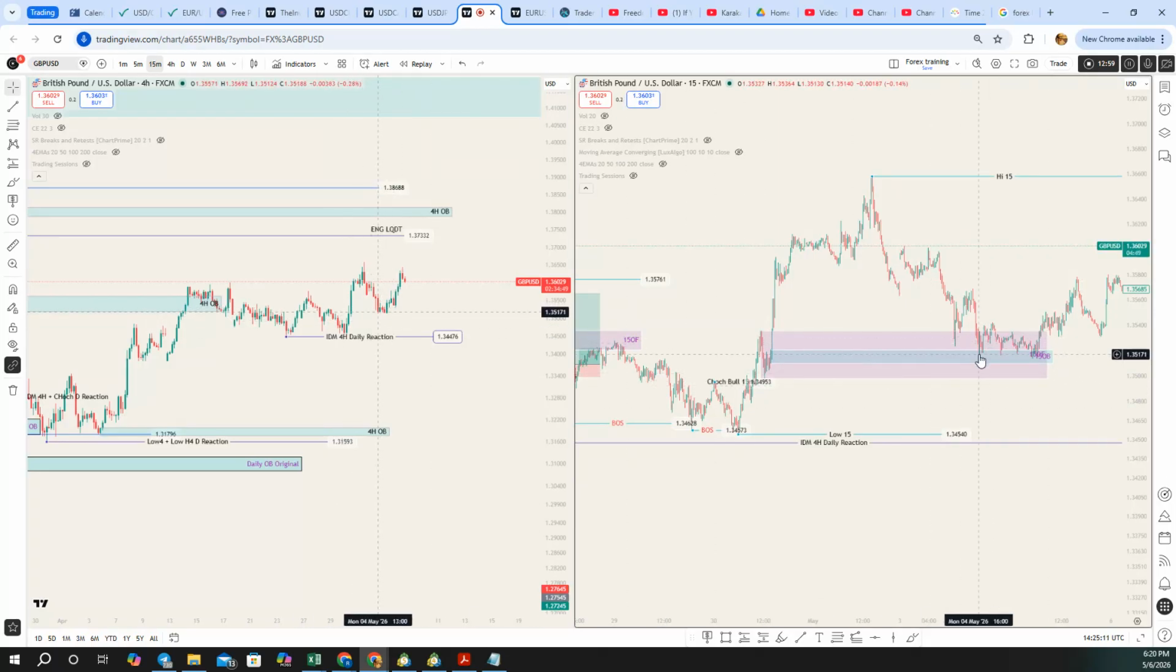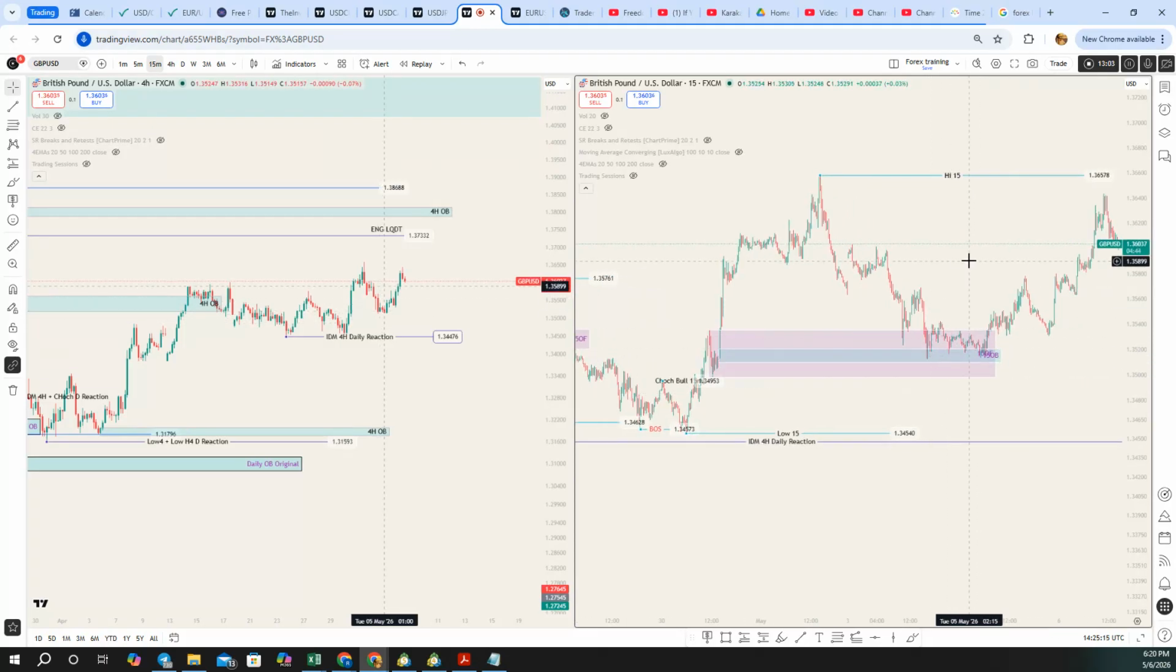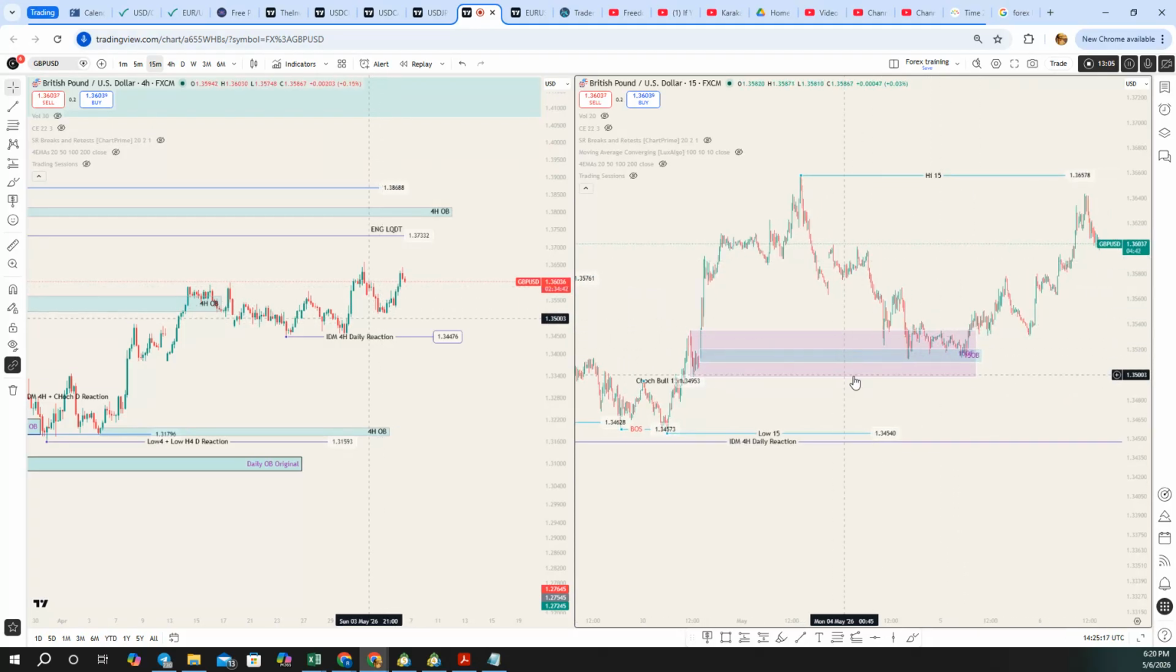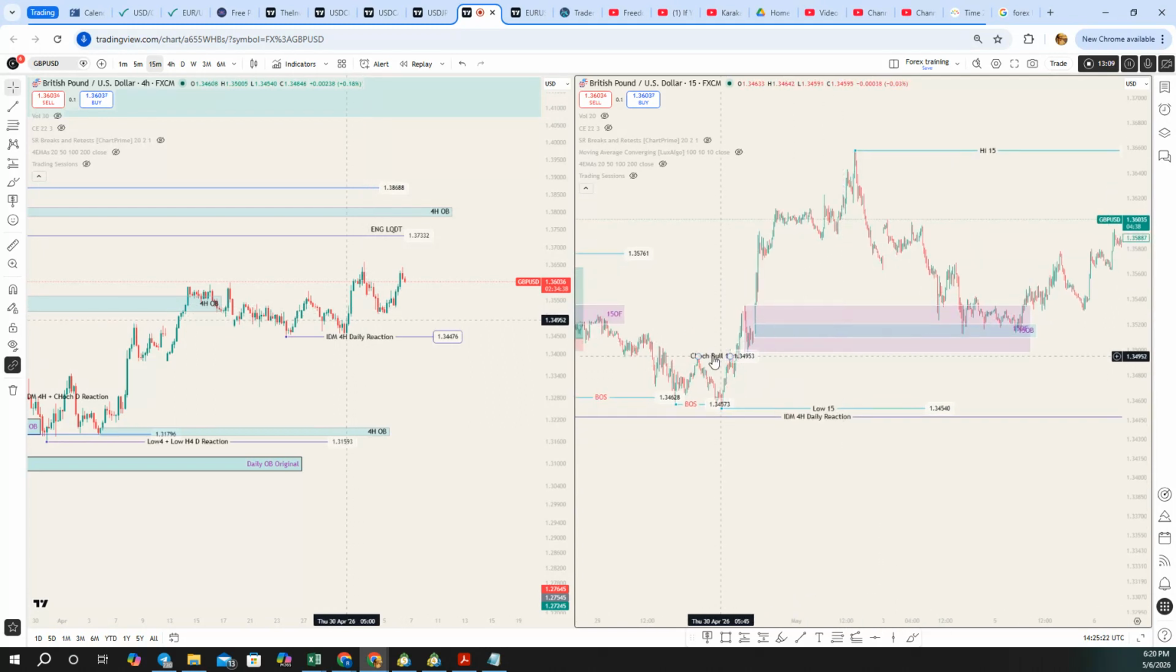It's here. Okay, now from here we can see that the 15, this is a weak point of interest. Why weak? Because it happened before the change of character. This is the change of character, the bullish change of character.